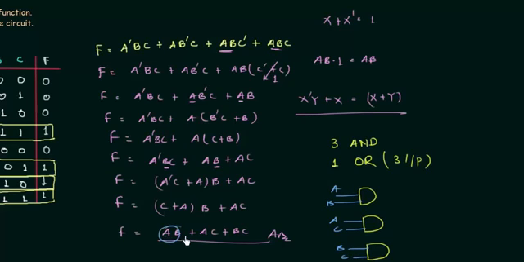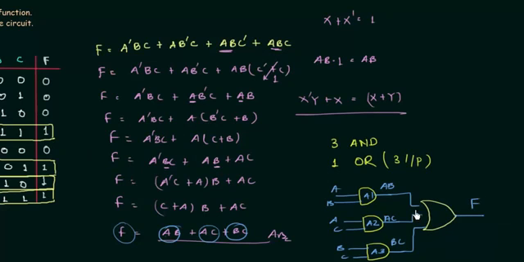We have implemented A B by using this AND gate, let's say A1. We have implemented A and C by using this AND gate A2, and finally B and C by using this AND gate A3. And now the outputs are AB, AC, BC, and we have to OR them to obtain our function F. So we will OR them by using a 3 input OR gate, and the output of this OR gate is function F.